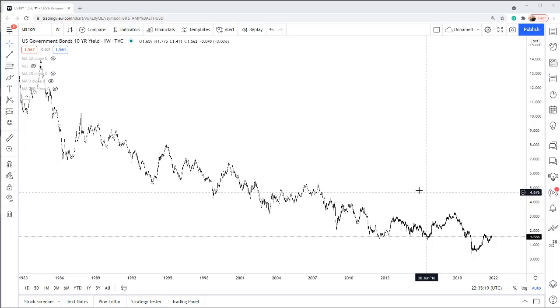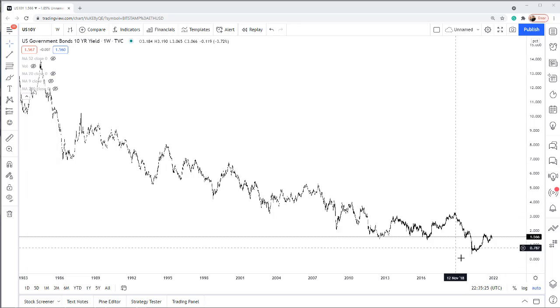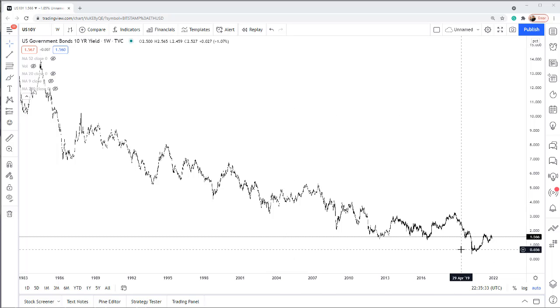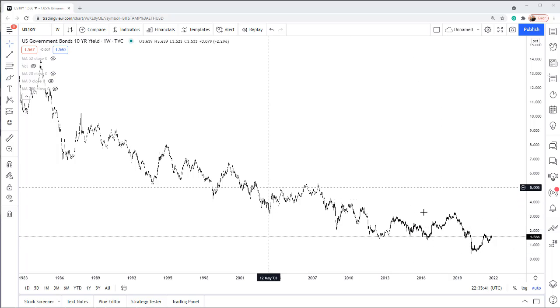This is not going to happen straight away, but over the next 10, 20 years, I believe we're going to start to see interest rates spike. We won't see interest rates this low again, maybe in our lifetime. That's how low interest rates are right now when it comes to the 10-year.